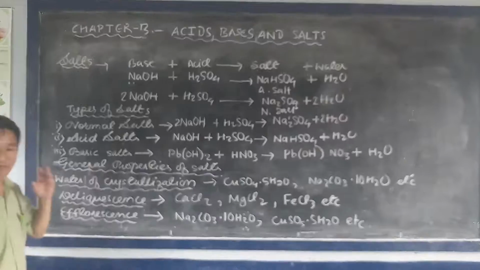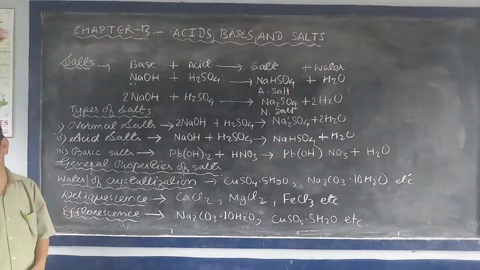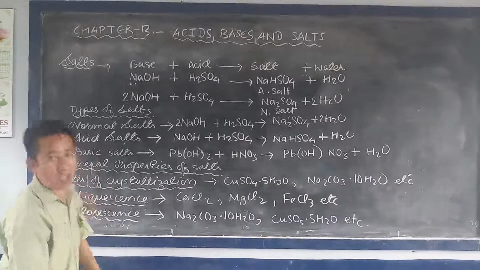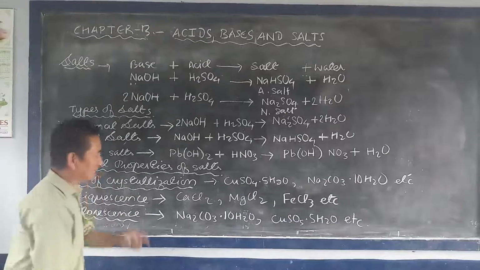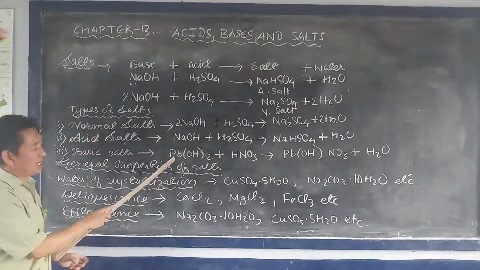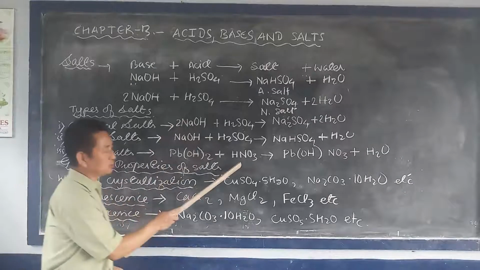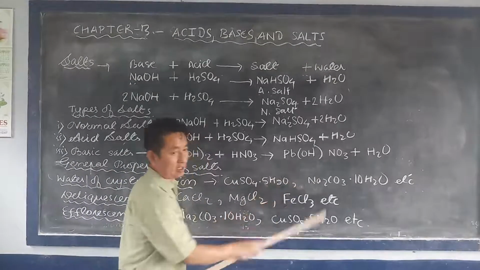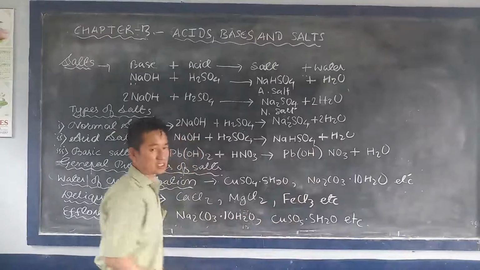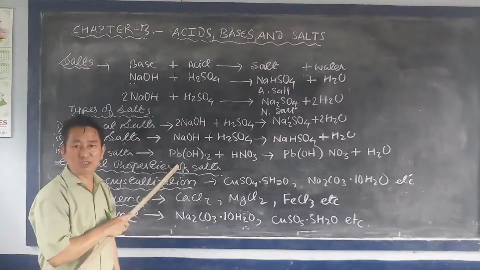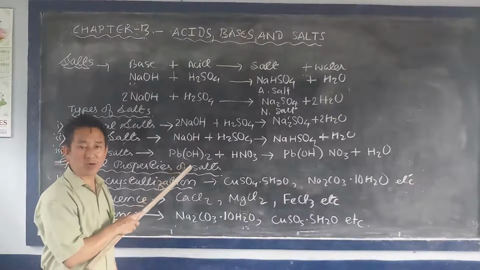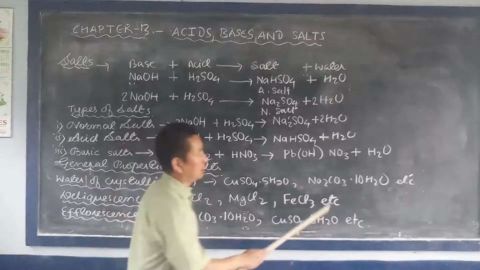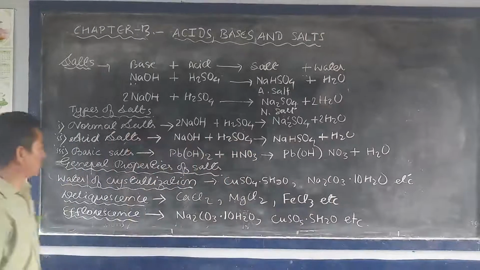Now next, basic salt. Basic salts are formed by partial neutralization of diacidic or triacidic bases by an acid. Here, lead hydroxide, when it reacts with nitric acid, gives basic lead nitrate. Here, basic lead nitrate is formed by the partial neutralization of hydroxyl ion of lead hydroxide by nitric acid. Another product is water molecule.